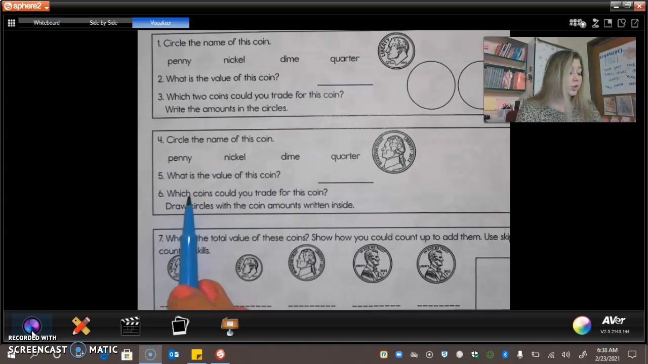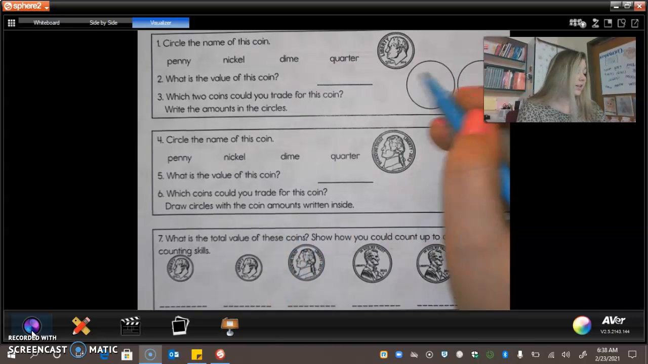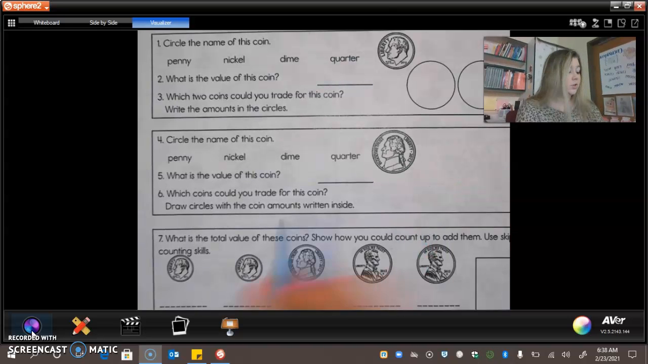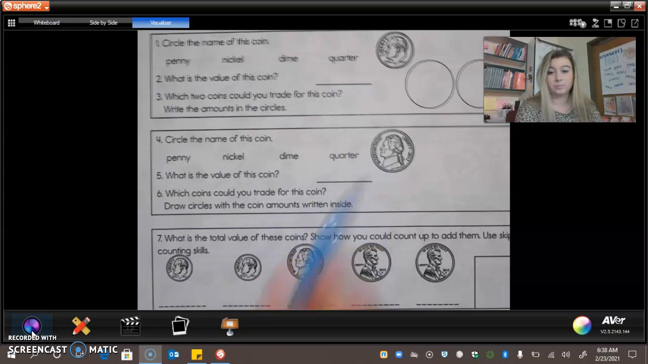Number six, which coins could you trade for this coin? Draw circles with the coin amount written inside. So draw a circle, just like this circle, with how much the coin is worth on the inside. So again, which coins could you trade for this coin?